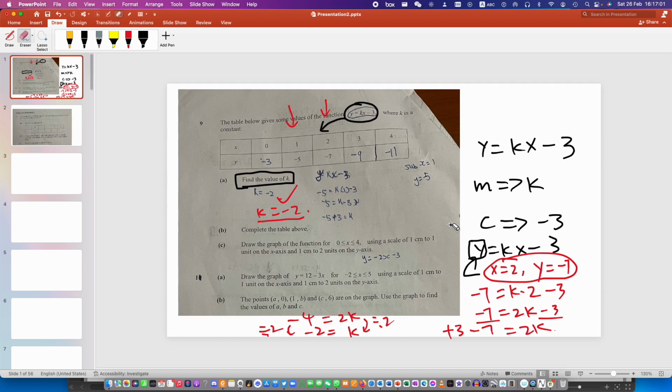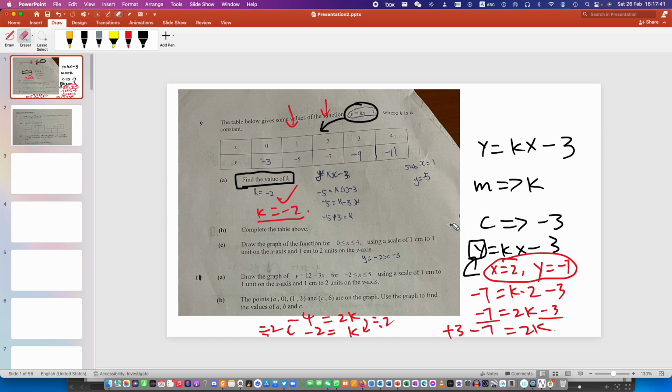Normally you always start from 0. So is it 1 cm 1 unit? Yeah. Okay, good. So measure your y-axis. 1 cm, how many units? 2. Okay, so that's the meaning of 1 cm, 1 unit for the x, 1 cm, 2 units for the y.